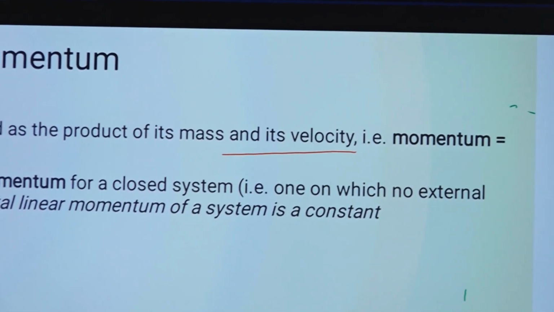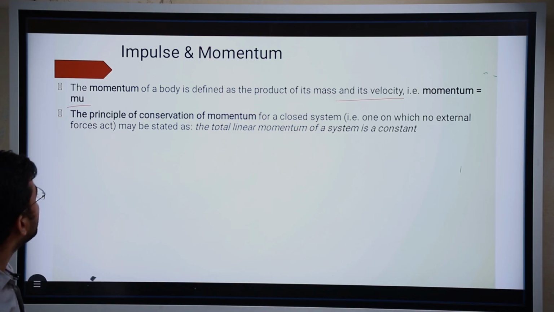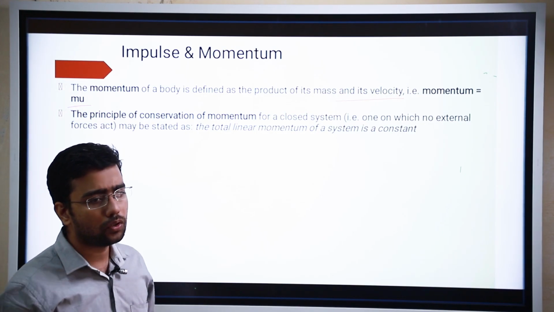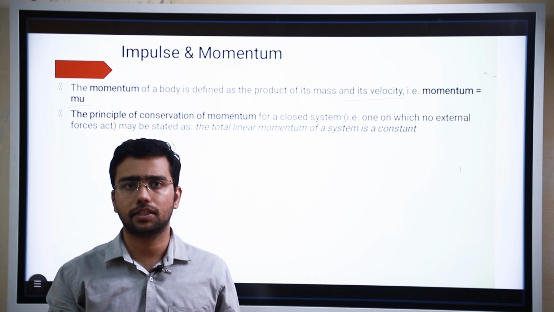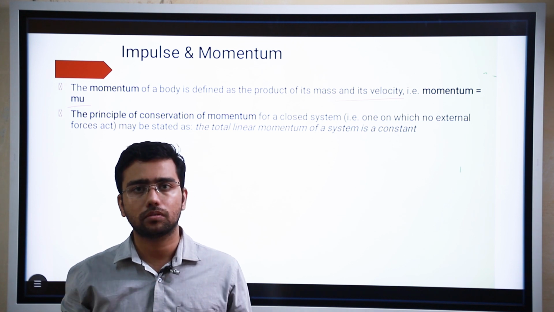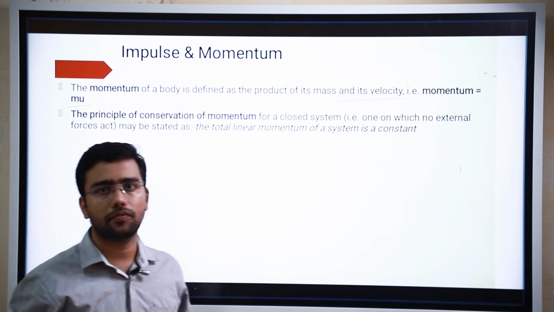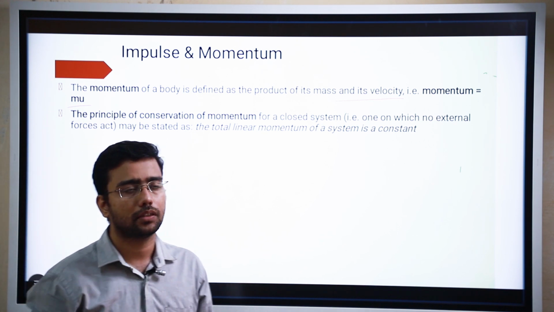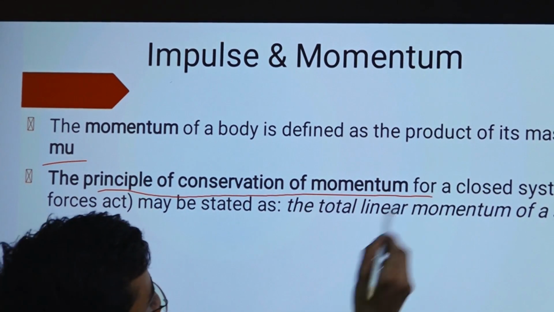The principle of conservation of momentum for a closed system, one on which no external force acts, may be stated as: the total linear momentum of the system is constant. As we know from Newton's first law, a body at rest will remain at rest, and if it is moving, it will keep on moving without any external effect, right? What is the meaning of external effect? External force, friction or something, right?